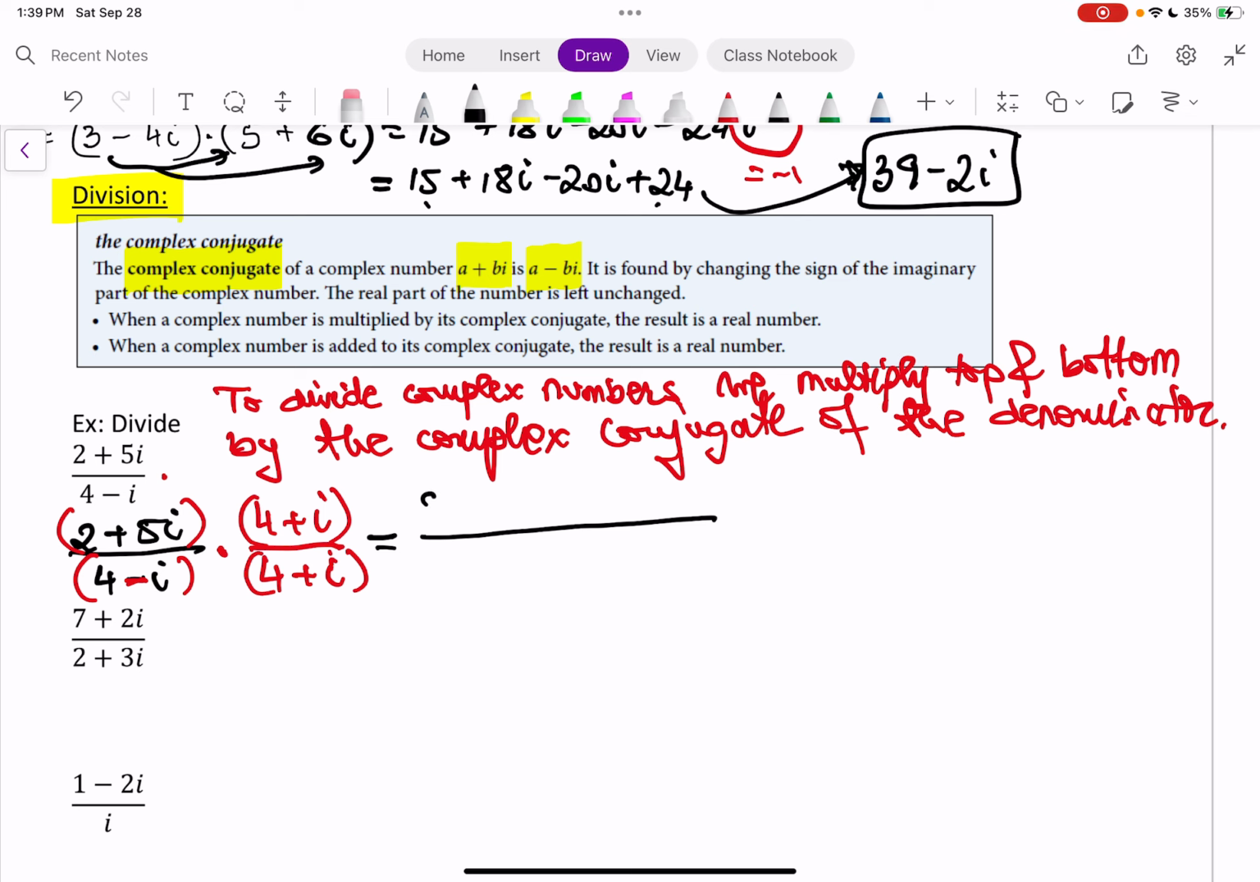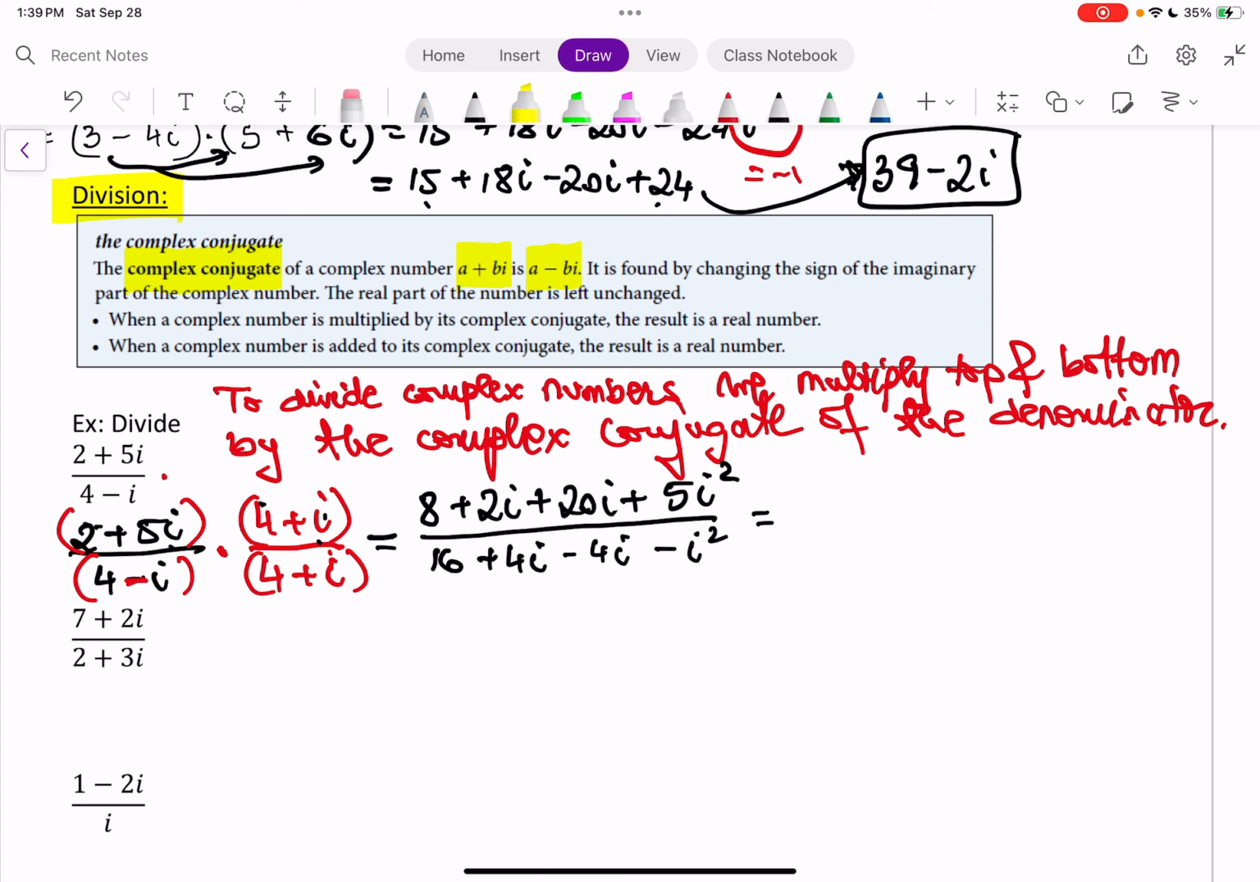At the top, I'm going to distribute the numerators. So 2 times 4 is 8, 2 times i is 2i, 5i times 4 is 20i, and 5i times i is 5i squared. Same thing at the bottom. 4 times 4 is 16, plus 4i, minus 4i, and minus i times i is minus i squared.